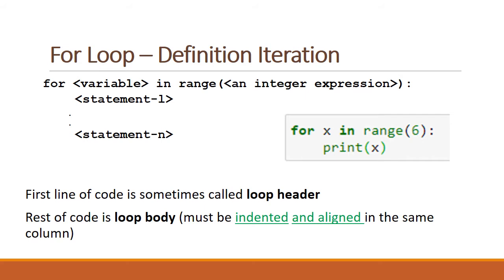Here you see the general format for a for loop. The first line of code is referred to as the loop header and begins with the reserved word for. It's followed by a variable, then in, then the range function. Every statement that you want repeated within the for loop must be indented under the loop header.